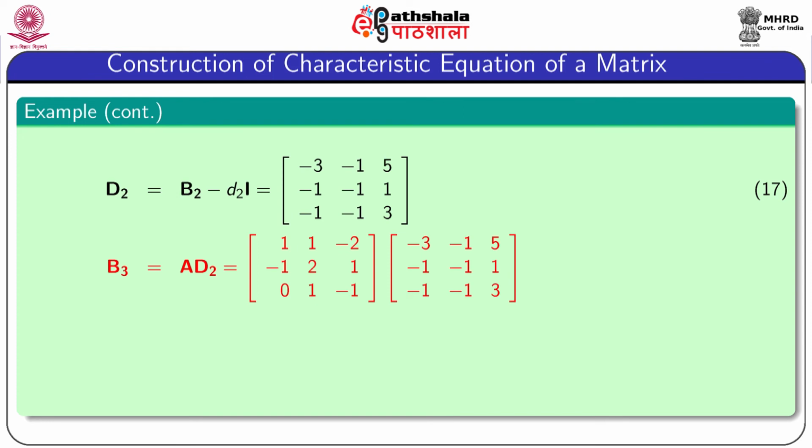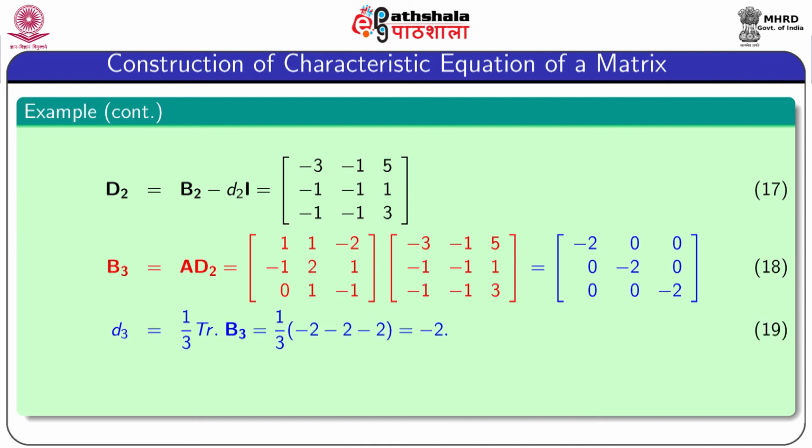And the next matrix B3 equals A into D2, and after multiplication the matrix B3 becomes a diagonal matrix whose diagonal elements are minus 2, minus 2 and minus 2. Then D3 equals 1/3 of the trace of B3, which is equal to minus 2, the sum of the diagonal elements, divided by 3.